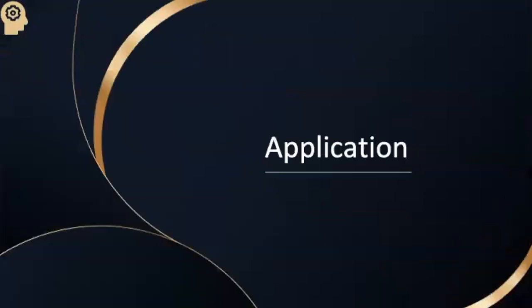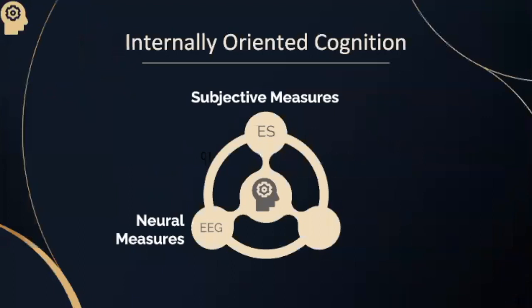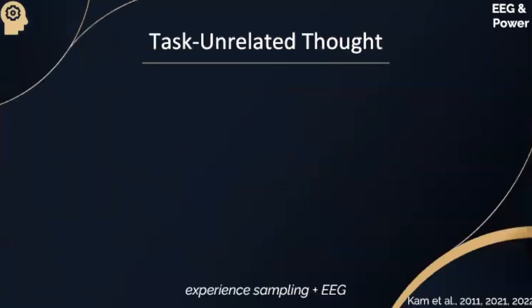All right, now with these approaches in mind, I will discuss a series of studies that applied these combinations of measures to reveal the neural representation of internally oriented cognition. Specifically, with the focus on experience sampling as subjective measures and EEG as neural measures, we will discuss several types of internally oriented cognition. One of the most commonly studied forms of internally oriented cognition is task-unrelated thoughts.